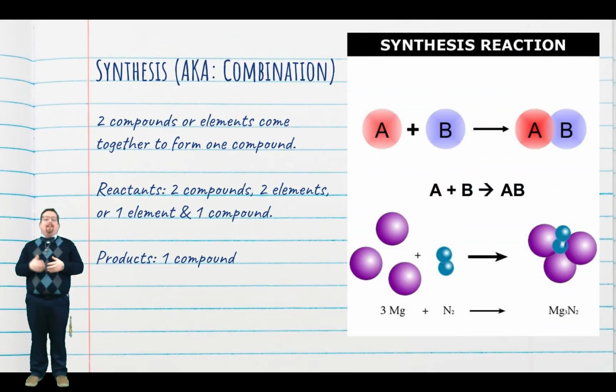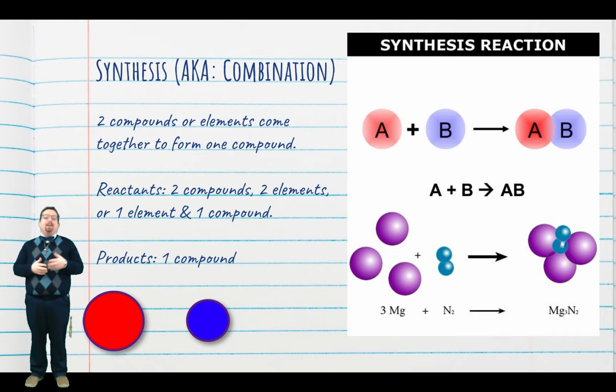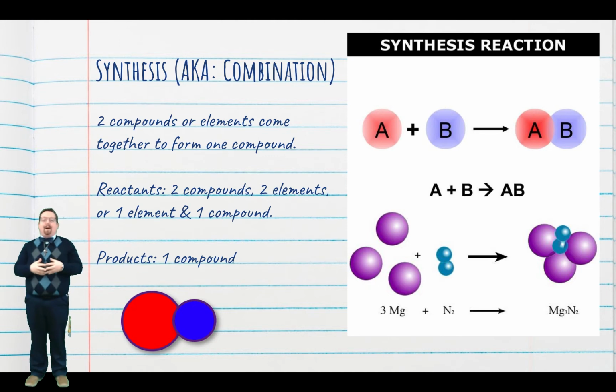So, let's get started. Our first reaction type is called a synthesis or combination reaction. This is when you take two substances, either two compounds, two elements, or a compound and an element, and bring them together to form one compound. The important thing to remember here is that we start with two substances in our reactants, and we end up with one substance in our products.